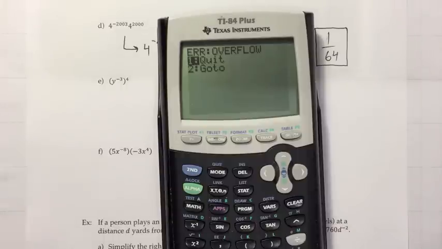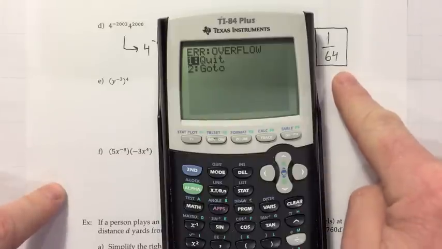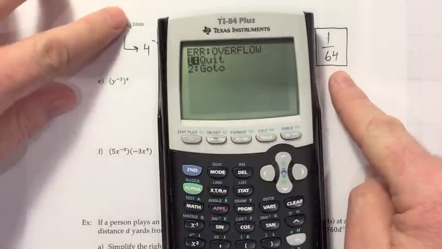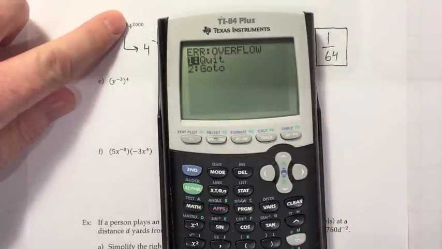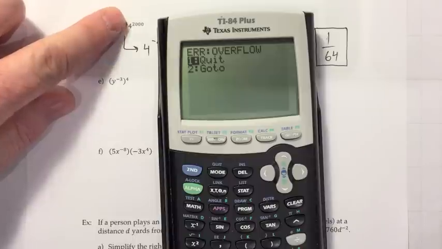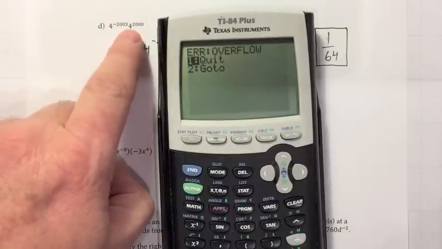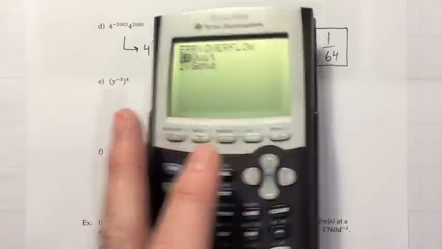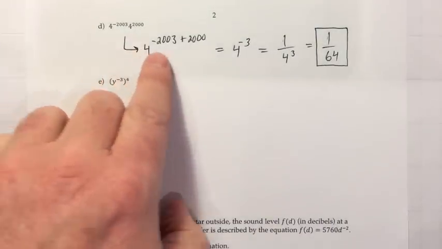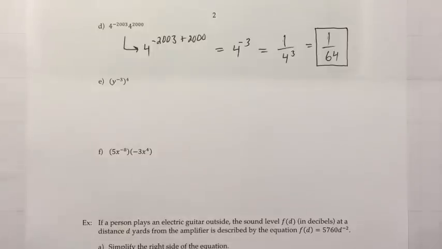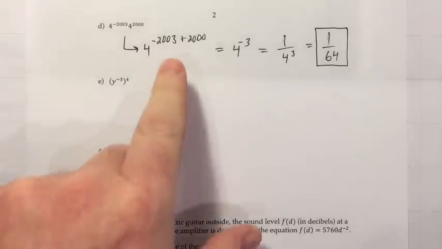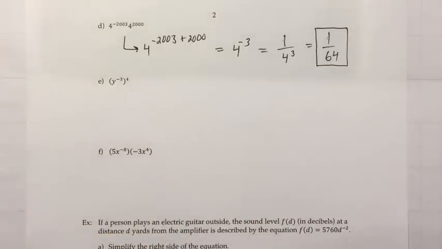And it's saying overflow not because this answer is too big for the calculator to handle, but because taking 4 and raising it to the 2000 is too big for the calculator to handle. So it's trying to work out this piece and then multiply it by that piece, and it can't do this piece. So if we didn't know that we could use exponent rules, we would actually be stuck. Our calculator can't handle that one, but we can, because we know the rule about multiplying the same bases means add the exponents. And then other properties that we learned carry over as well.